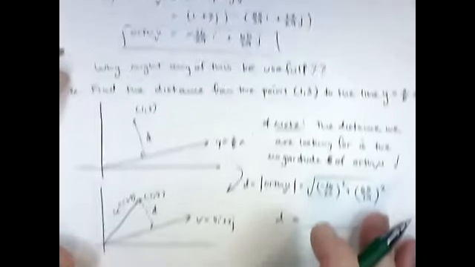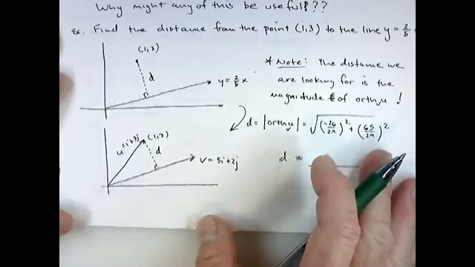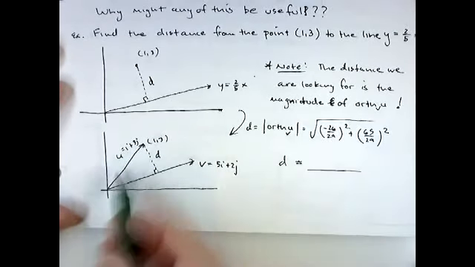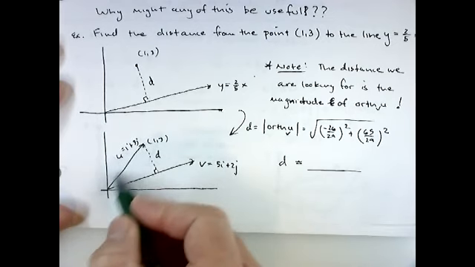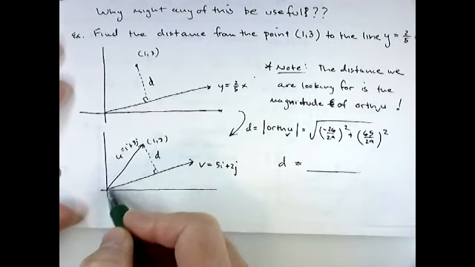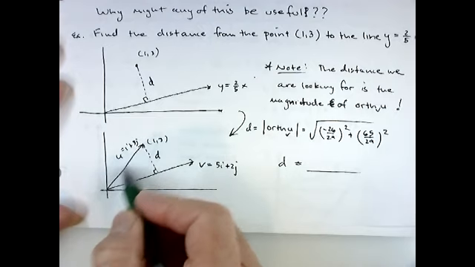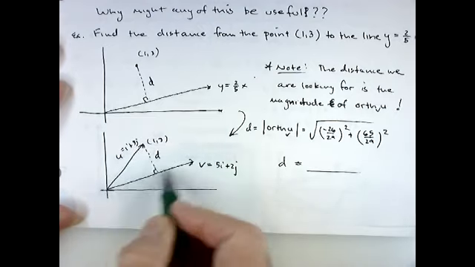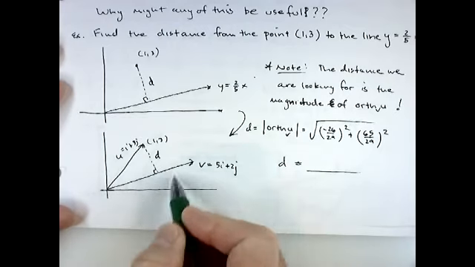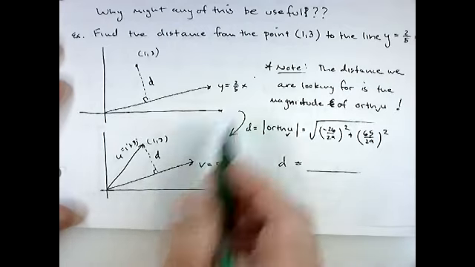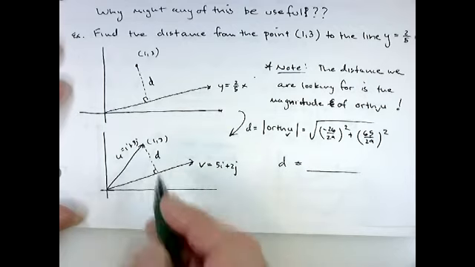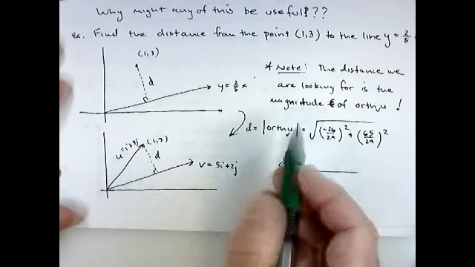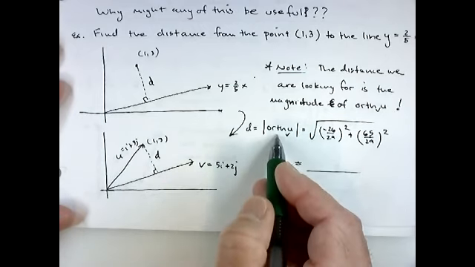But you may have noticed something, that picture is actually part of the picture we were just using. If you think of u as i plus 3j, that would take you to the point (1, 3). And v being 5i plus 2j would be like a line with a slope of 2/5, rise over run. So that distance we're looking for is actually just the magnitude of the orthogonal vector that we just found.